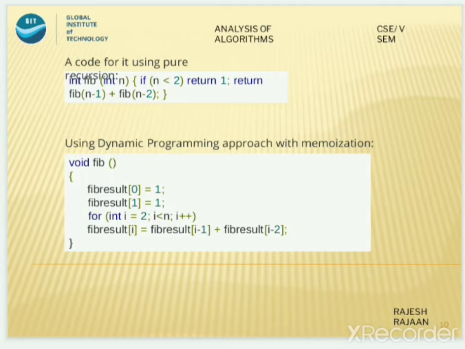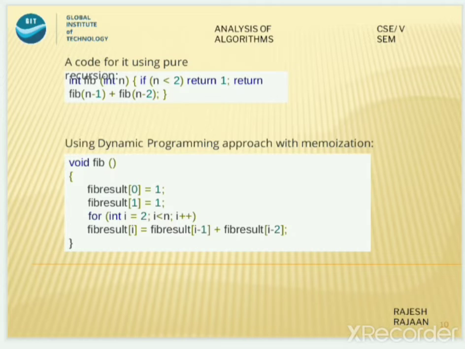A code for it using pure recursion: integer Fibonacci with argument n, which is an integer value. If n is less than 2, then return 1, otherwise return f(n minus 1) plus f(n minus 2).